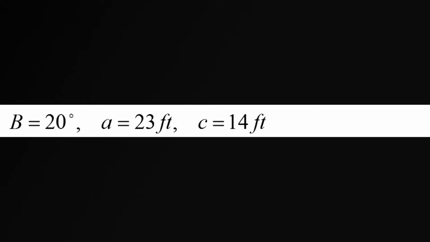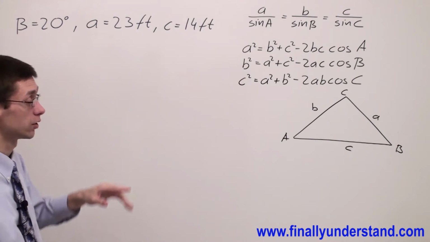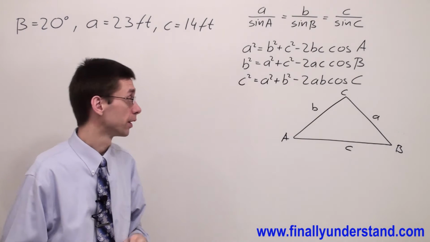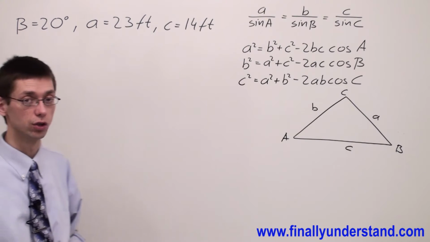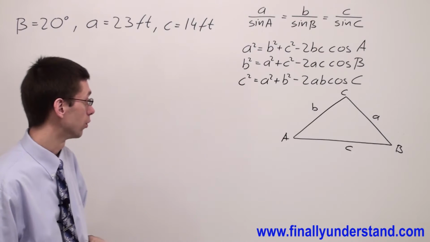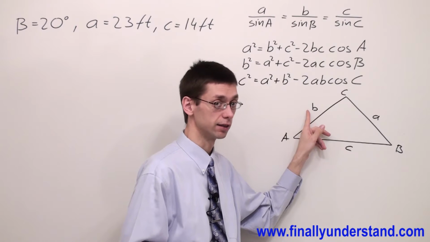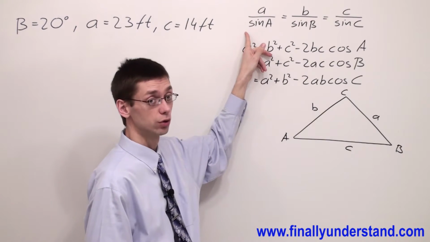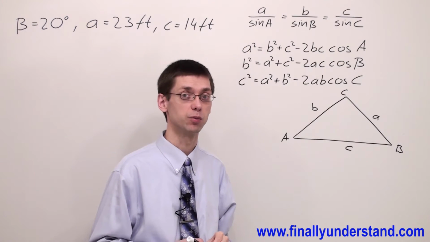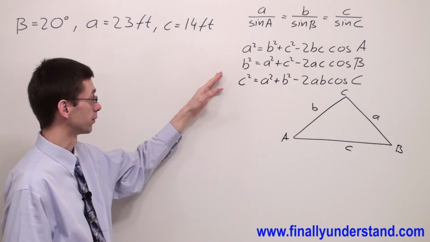Let's take a look at this example. This time we have been given angle B, side A and side C. Please notice that the opposite side to angle B is not given. So if I have angle B and the opposite side B is not given, it means I cannot use the law of sines at the beginning of the problem. Okay, so I'm supposed to use the law of cosines.